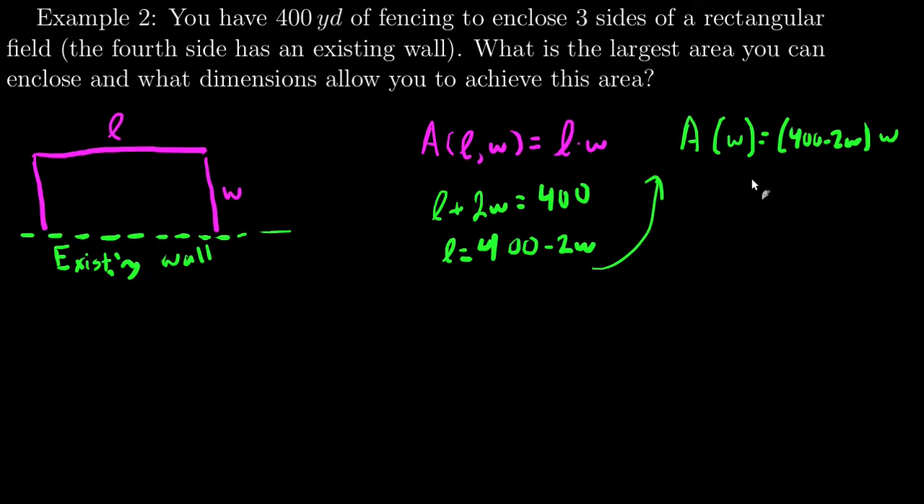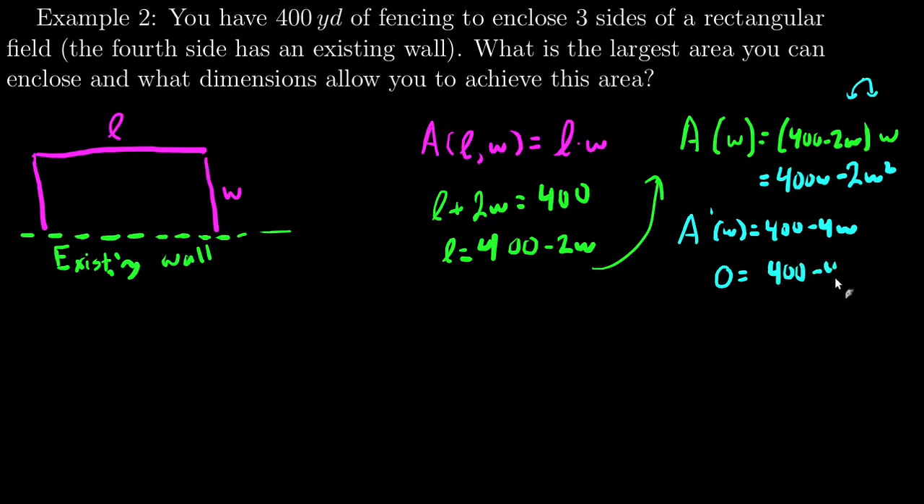And now I continue just like we did last time. I'll distribute through the W and get 400W minus 2W squared. I know this is a parabola with a negative leading coefficient, so it opens downward. So we will have a maximum value. That'll be my maximum area. And so I take the derivative. A prime of W will be 400 minus 4W. Set equal to 0. 0 equals 400 minus 4W.